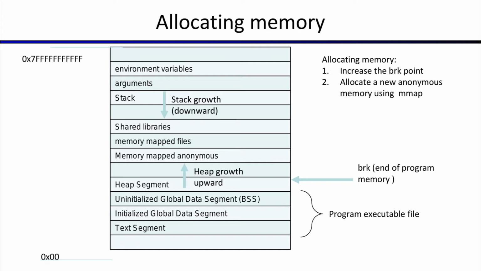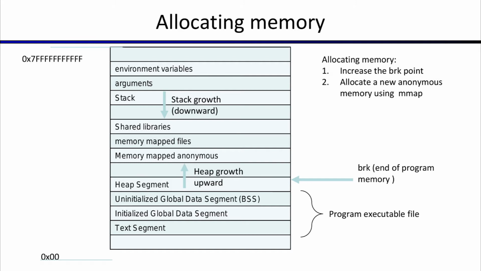Now, it's only the end here because you only asked for the end for so long. You can ask for this break to be moved up. When you move it up, you will have more virtual memory allocated to you. And then when you use that virtual memory, you will get physical memory from the kernel. The other way is you can actually allocate a new anonymous memory using mmap. And that way, you can actually get a memory not in this heap region, but in another region in the middle somewhere that you specifically choose to operate.